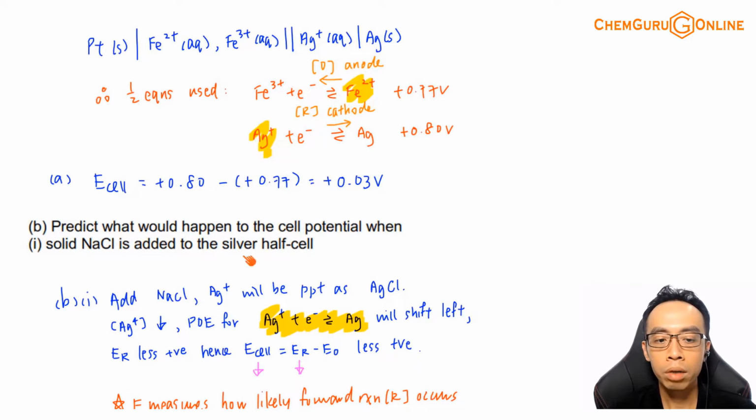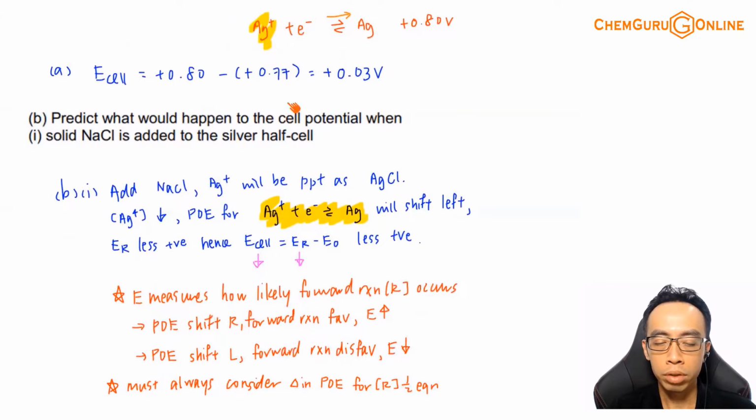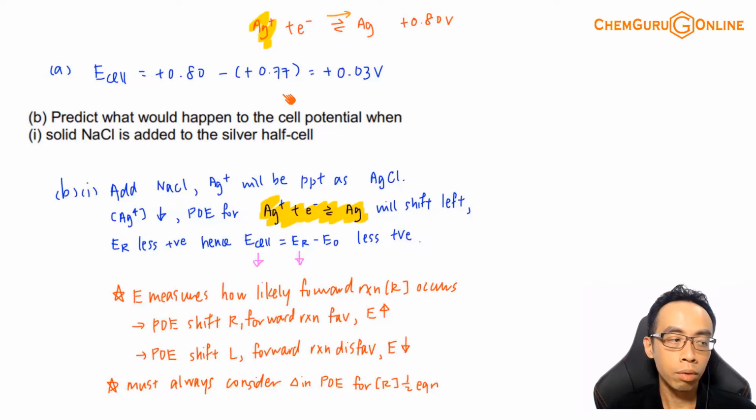Now for part B, we want to predict what will happen to the cell potential when you do certain things to your half cell. So part 1, we add sodium chloride to your silver half cell. Now for questions like this, where we try to disturb the position of equilibrium for one of the half cells, there are 2 layers to it. First thing is we want to determine, if you add something to the half cell, what will happen to the E value for the half cell?